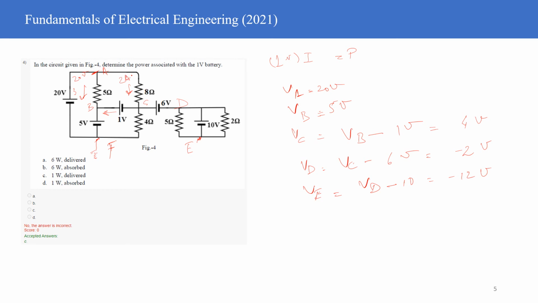Okay, and how about the current over here? F is at ground potential. I know the potential of C with respect to F, because I have figured that out. So that is equal to 4, so VC is 4 volt. So the current will be equal to 4 divided by 4 ohms, that is 1 ampere. So the current here is 1 ampere.